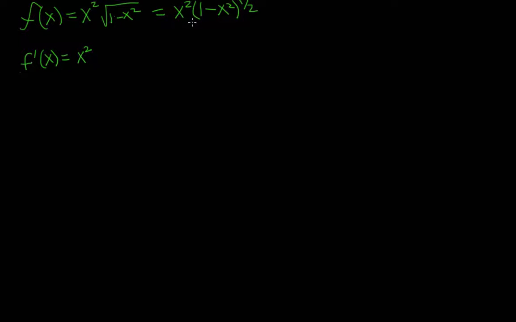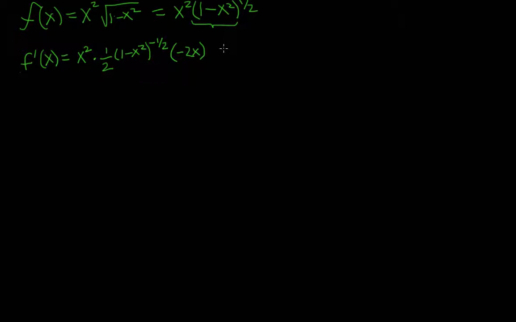And now I'm going to take the derivative of our function here, which is going to be 1/2 times the original, 1 minus x squared, and I'm going to decrease the exponent by 1, so that's negative 1/2. Now times the derivative of the inside, so 1 minus x squared, the derivative of that is negative 2x. So that's my first term.